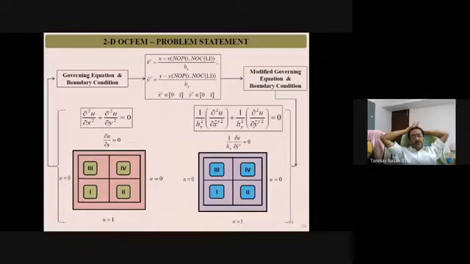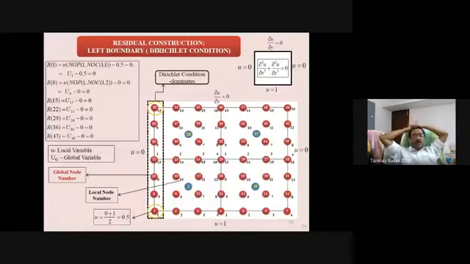And remember that when you talk about x hat and y hat, they will always vary from 0 to 1 for any of the elements, and that's the beauty of the mapping. Having said that, we have the residual construction. If you look at this entire domain, we have this 2 by 2 elements. That is, there are 4 elements: 1, 2, 3, and 4. And these red ones are the global node numbers.